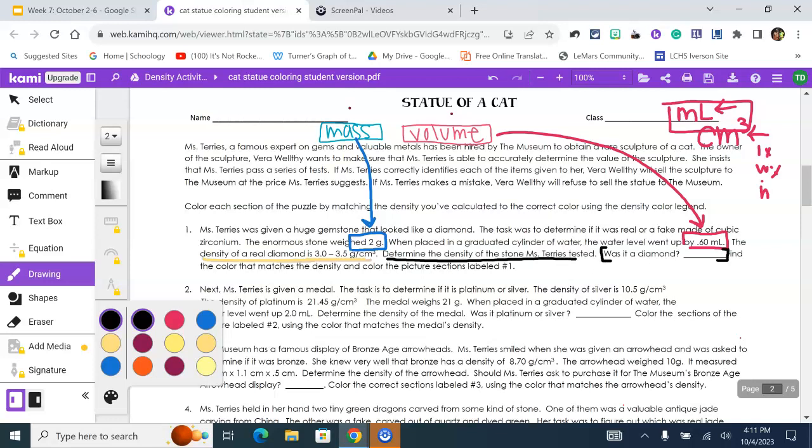So according to our formula, density is equal to mass divided by volume. So the first thing we have to do is mass, 2 grams, divided by a volume of 0.6 milliliters. And when you do the math, you get 3.3 grams per milliliter.